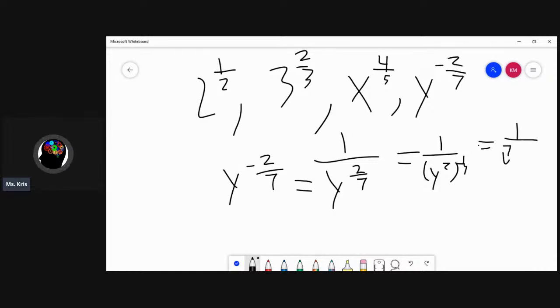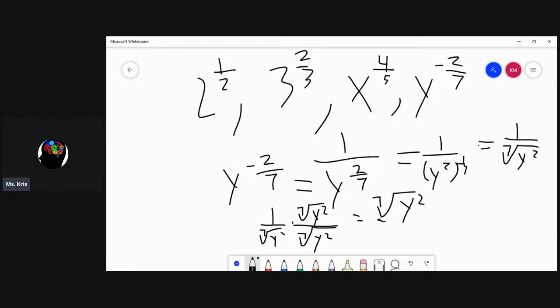And of course, that gives me 1 over the 7th root of y squared. Multiply 1 over the 7th root of y squared by the 7th root of y squared, top and bottom. And that leaves me with the 7th root of y squared all over y squared.